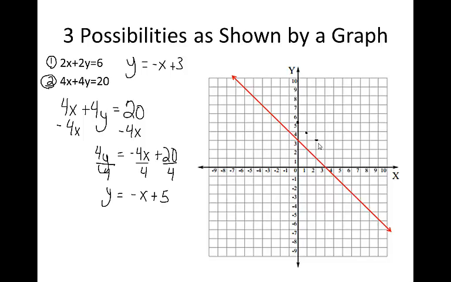When I go ahead and graph that, I'll show you in blue. What happens is I have a parallel line. These lines are never going to cross because they have the same slope. And so this system has no solutions.